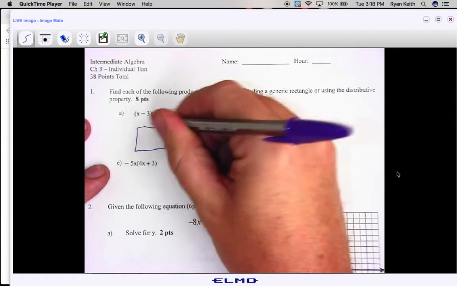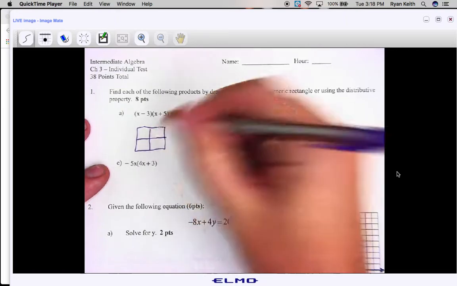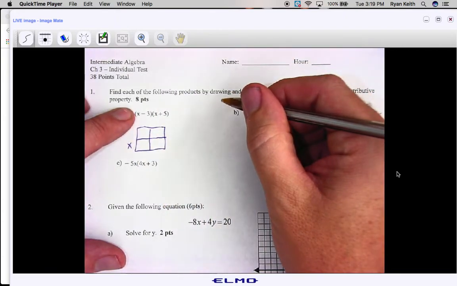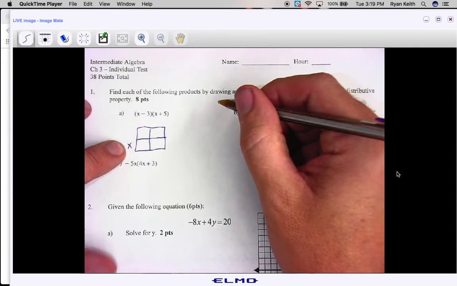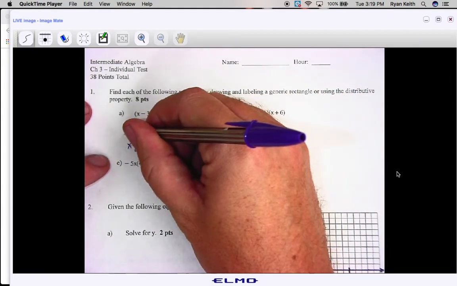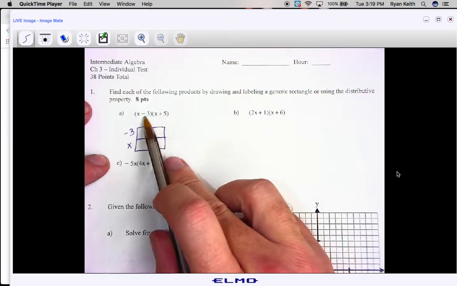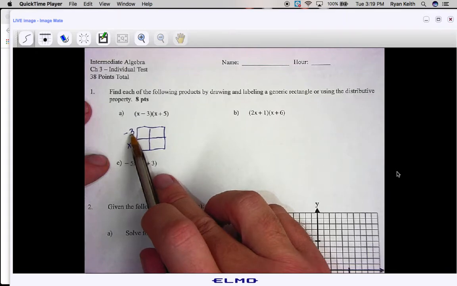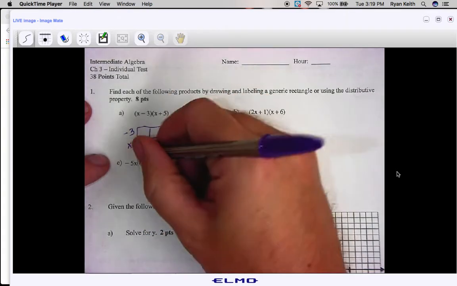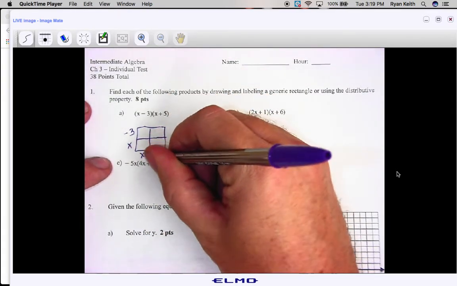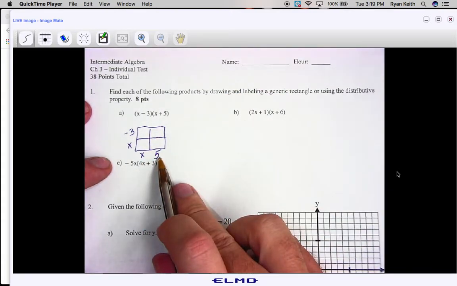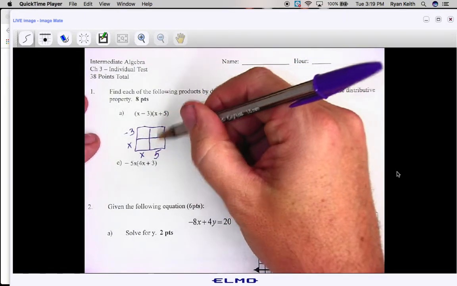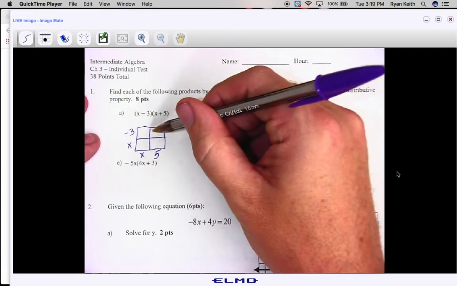So I'm making my box here, 2 by 2, and I've always suggested that you put the x part of the parentheses in the bottom left corner. One thing that people are doing wrong is they don't put this minus with the 3, but it needs to be part of the 3. And then the other parentheses, x and 5, it is positive 5, would go on the bottom. So now what we're doing is we're always multiplying to get what's inside the squares.